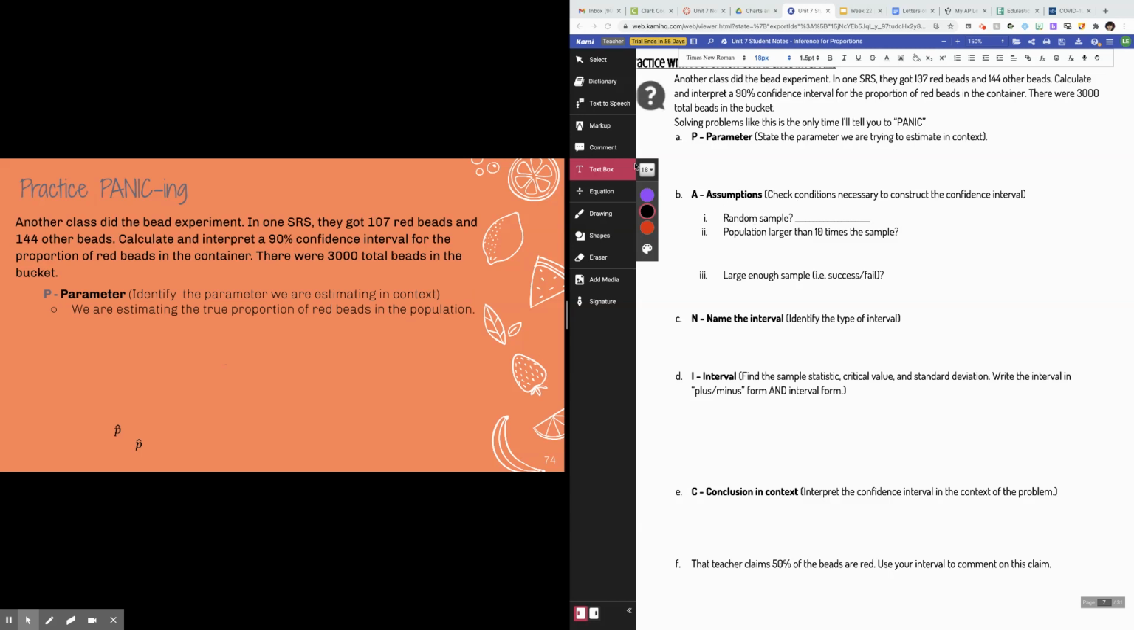Okay, so P is the parameter step. So we're estimating lowercase p, okay, which is the true proportion of red beads in the population. Okay? So that's it. That's all you have to do for the parameter step. Okay.